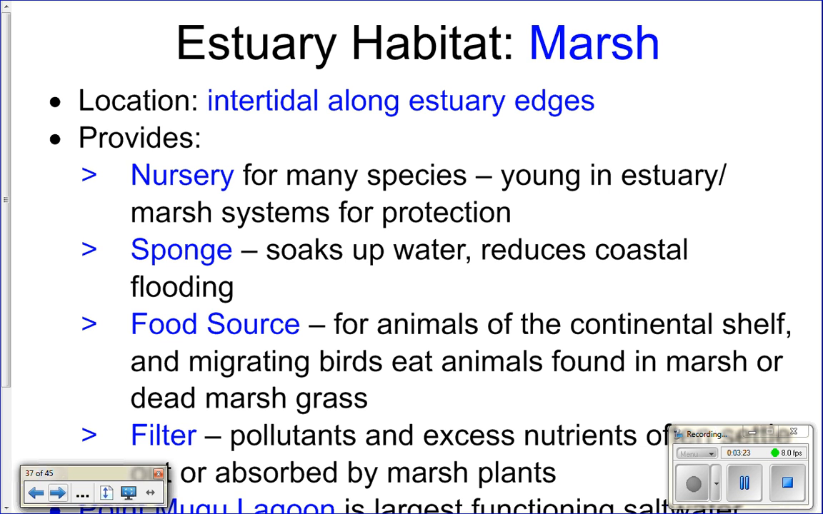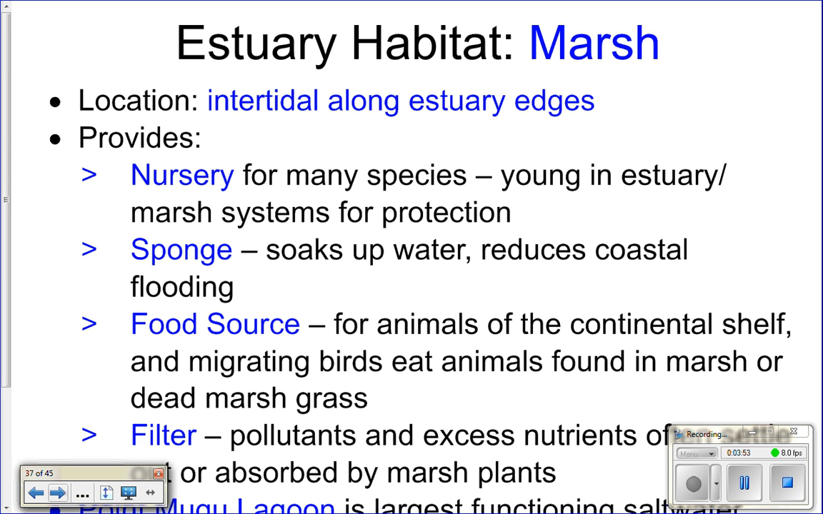Another type of habitat you'll find around estuaries are marshes. We also talked about salt marshes briefly last semester. Remember, salt marshes are made out of rushes and all sorts of different kinds of plants that can withstand a certain amount of salt. And marshes are intertidal, so they do get covered and uncovered by the tides, and they tend to be around the edges of an estuary.